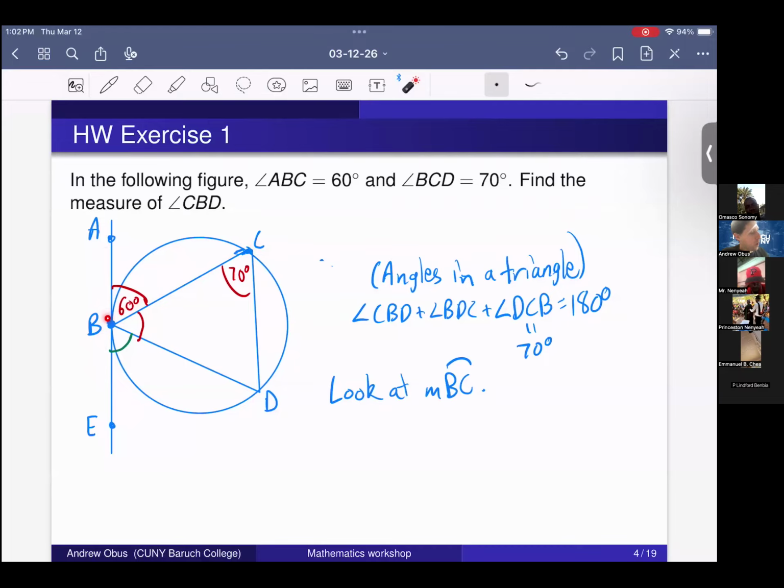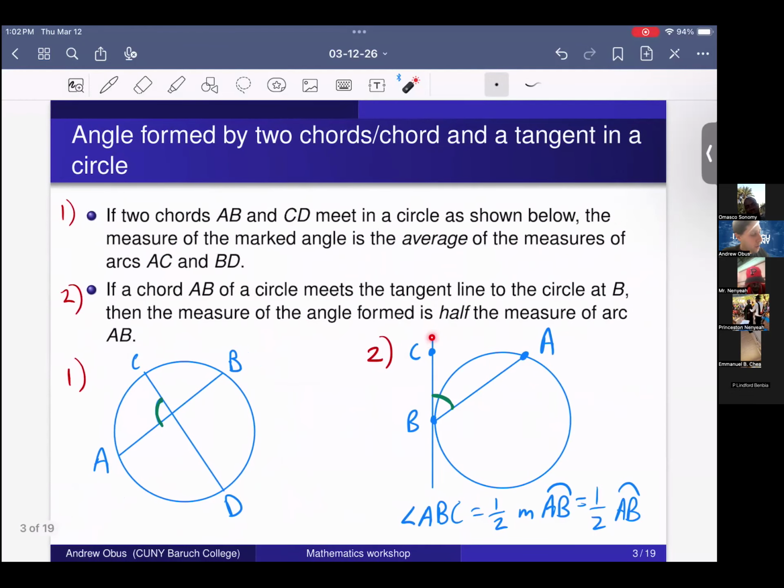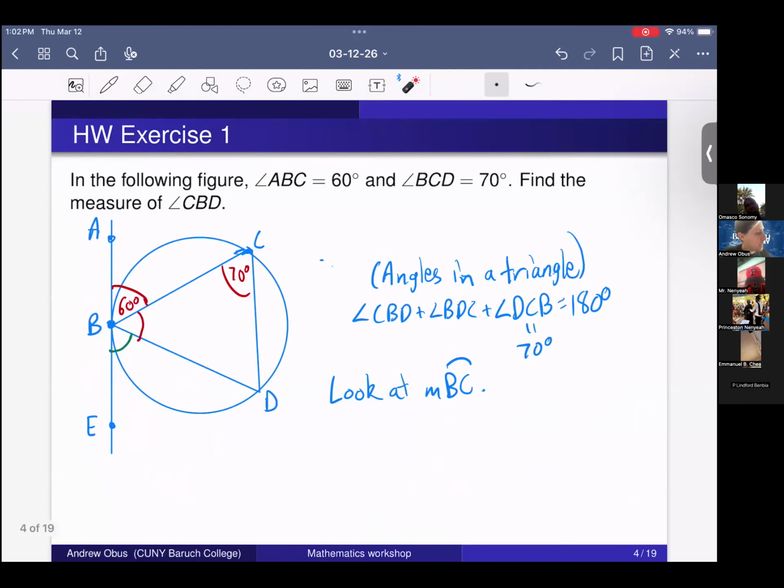So the measure of the arc has to be, from the theorem, twice as much as the measure of the angle, right? Because this is our theorem that we have from before. If you have an angle like this, the arc is twice as big as the angle, or in other words, the angle is half as big as the arc. So the measure of arc BC is equal to 2 times 60 degrees, or 120 degrees.